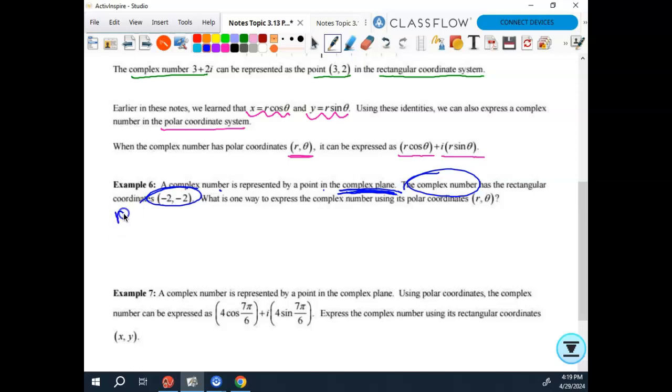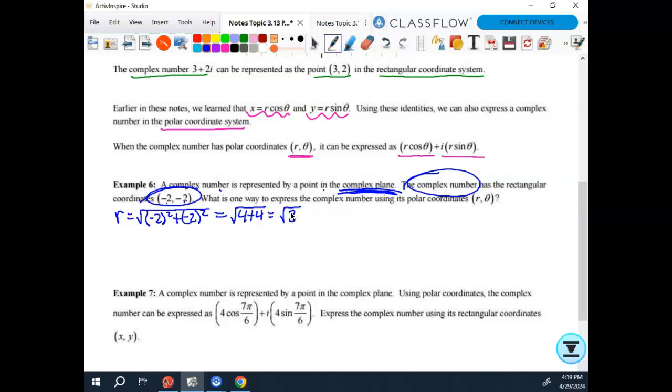If you remember that r is equal to the square root of this squared plus this squared. So the same thing happens here. -2 squared plus -2 squared. So that's going to give me the square root of 4 plus 4, which is the square root of 8, which is 2 square roots of 2, but we're going to just let it be that.